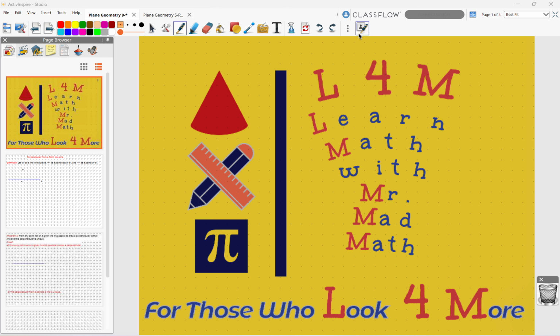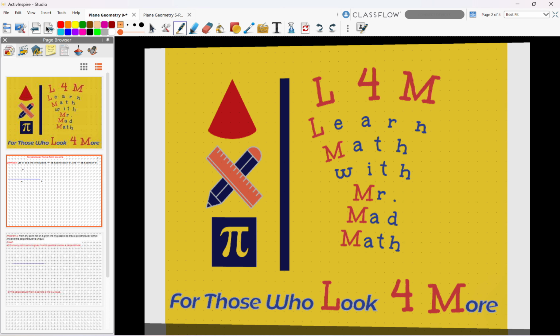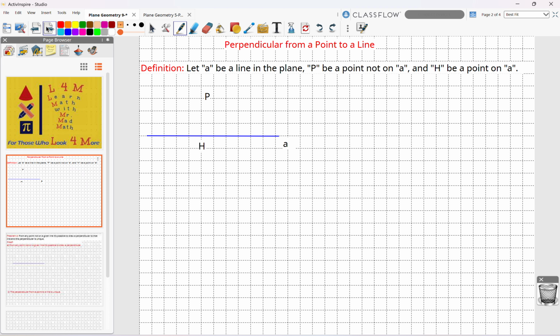Hi, welcome to T4-From. In this lesson, we will learn the perpendicular from a point to a line. We will first see its definition, then we will quickly learn a theorem about it. Let's start with the definition.